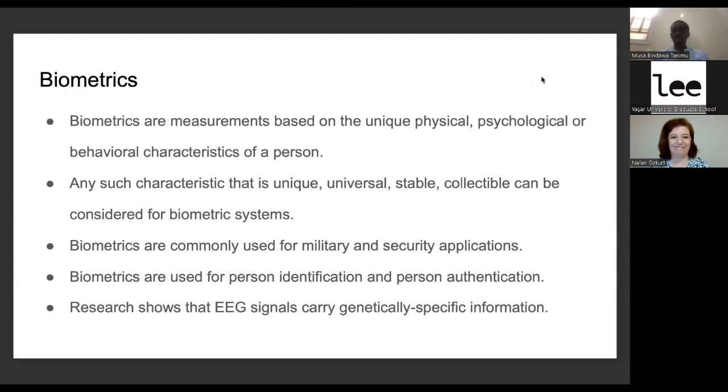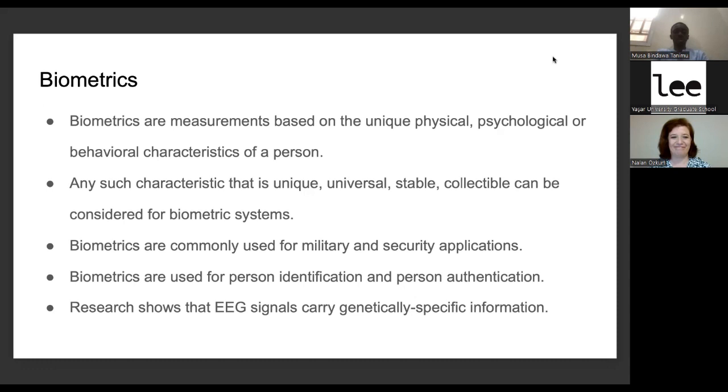So I'm going to start with biometrics. Biometrics are measurements based on the unique physical, physiological, and behavioral characteristics of a person. The types of biometrics include iris, face ID, fingerprints, and brainwave biometrics, etc. Biometrics is a very old field because the first known fingerprint was recorded by farmers. It dates back to the 14th century. So biometrics has been in use for quite a long time.